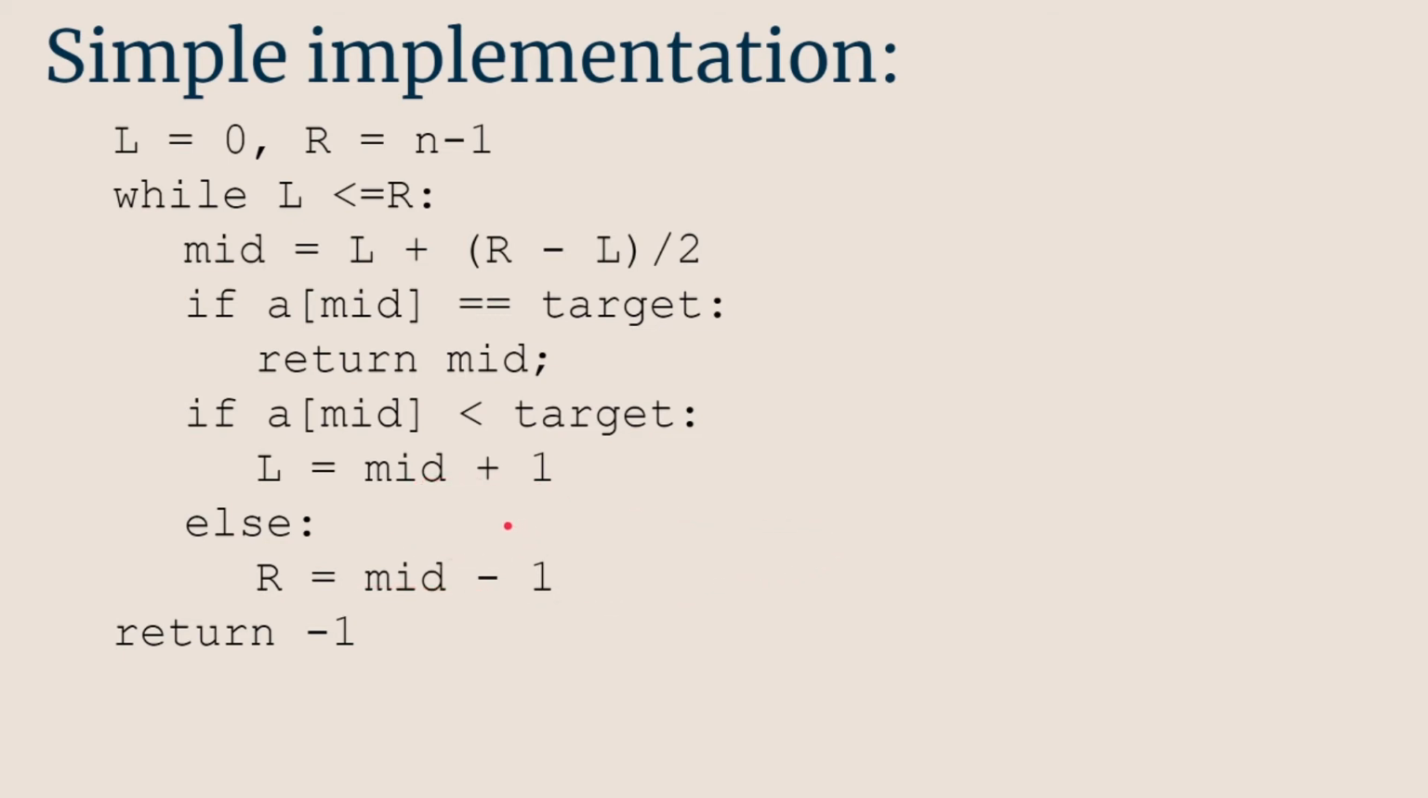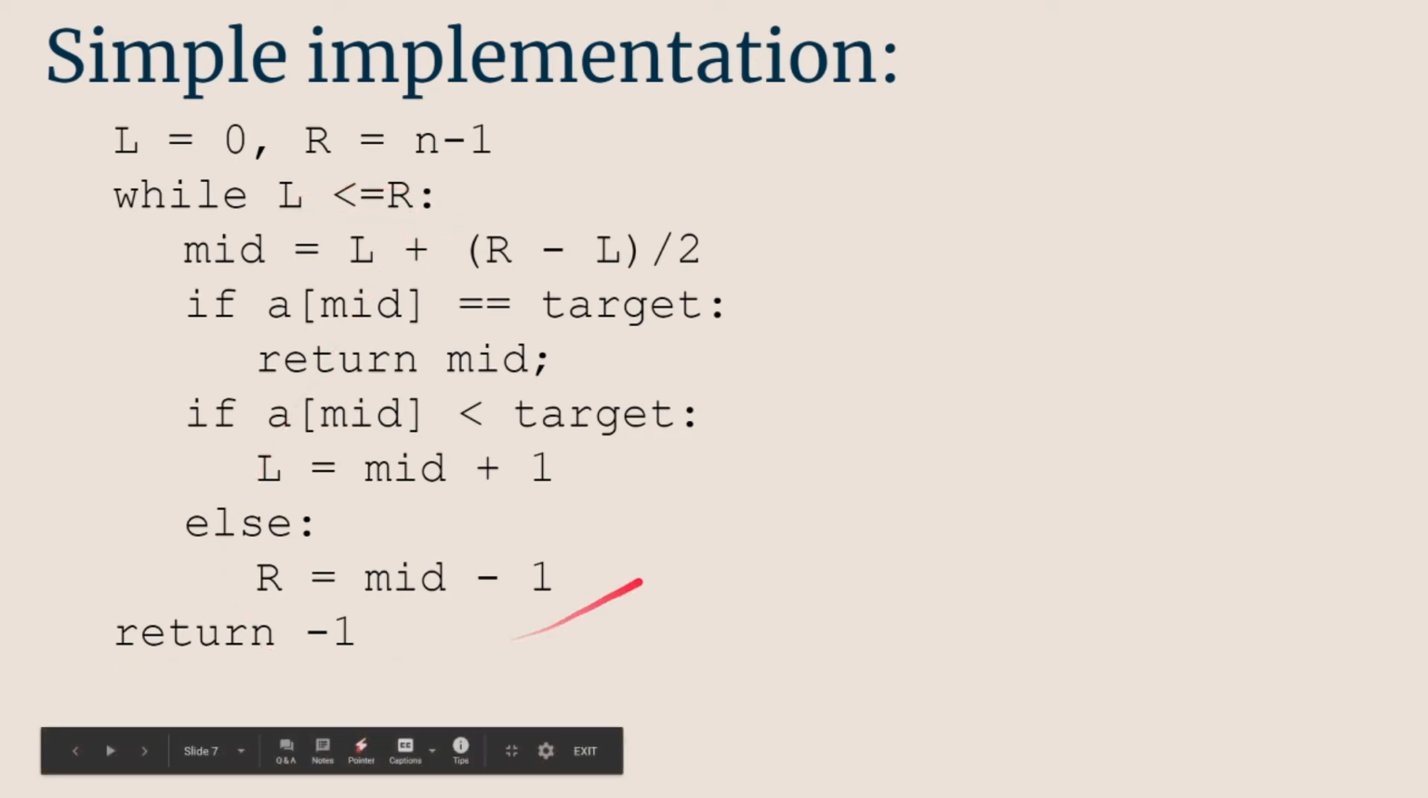And if we run through this whole entire loop, and it turns out that our L value is actually greater than our R value, it will cancel the loop and return minus 1, meaning that we couldn't find the value.